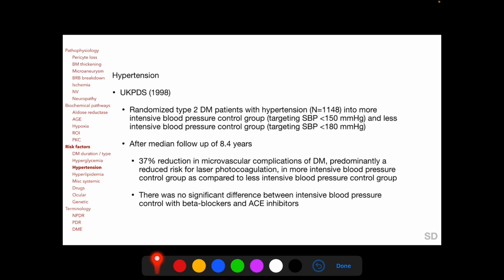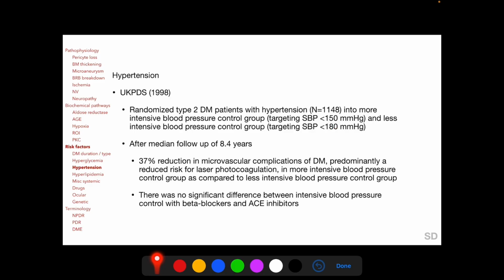The effect of control of hypertension on diabetic retinopathy in type 2 DM patients was also evaluated by the UKPDS and ACCORD trials. The UKPDS randomized type 2 DM patients with hypertension into a more intensive blood pressure control group in whom the target systolic blood pressure was less than 150 millimeters of mercury, and a less intensive blood pressure control group in whom the target systolic blood pressure was less than 180 millimeters of mercury.